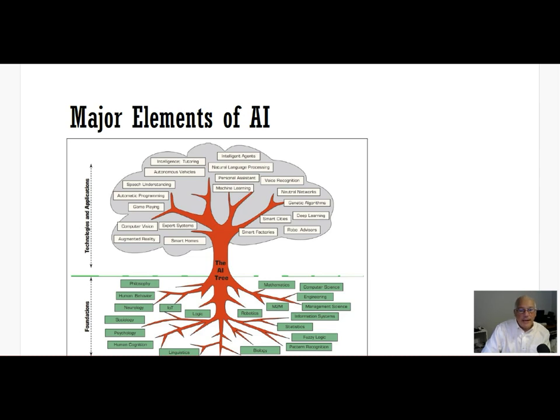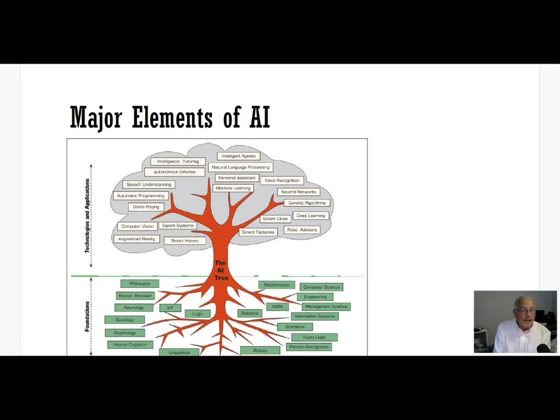Major elements of AI. As you can see, it's depicted as a tree. Up in the top, we have basically what everything needs to be: the technology and applications and the foundation. Down at the bottom, we see a little of what's going on: human behavior, Internet of Things, logic, robotics, fuzzy logic, biology, computer science, engineering.